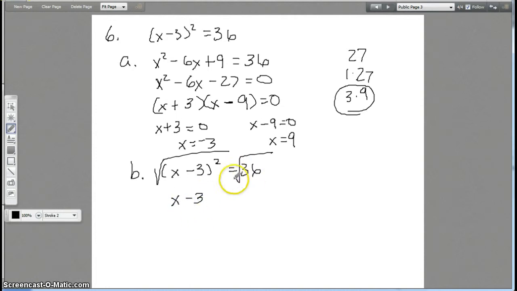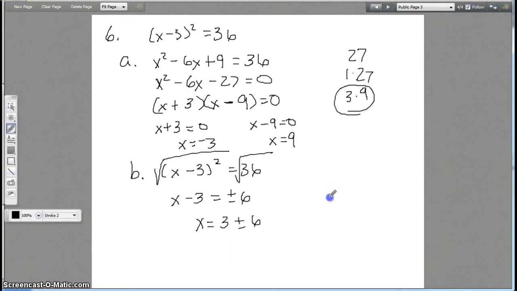So that's x minus 3. And then the square root of 36 is going to be plus or minus 6. Don't forget your plus or minus, because we don't know whether this square we're taking the square root of was originally positive or negative. Okay, now we need to get the x by itself. We're subtracting 3 here, so to undo that, we need to add 3. So when we add 3 to both sides, we get x equals 3 plus or minus 6.